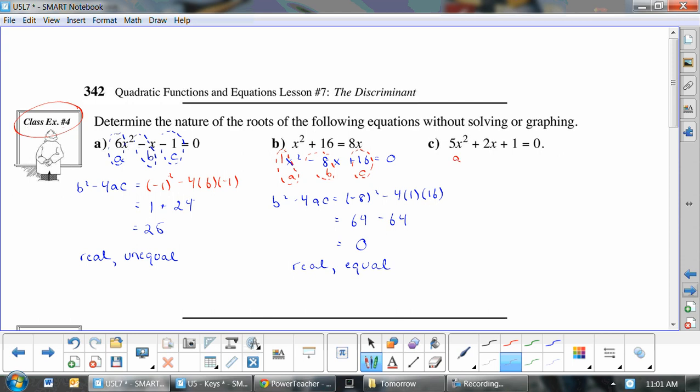And then this one, so we go, okay, A is equal to 5, B is equal to 2, and C is equal to 1. And then we use our handy dandy discriminant. I looked on YouTube for a discriminant song. No dice. Minus 4, 5, 1. So we get 4 minus 20 is equal to -16. So we say non-real.